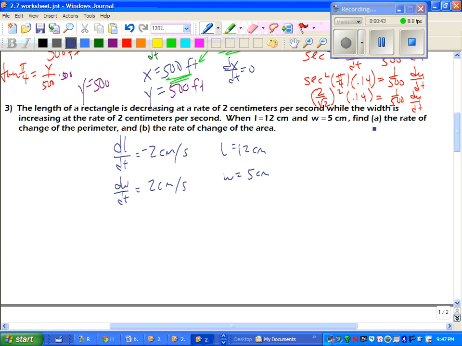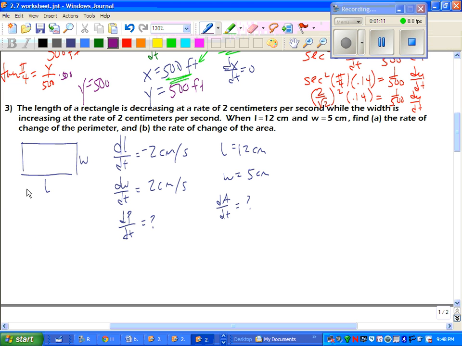We have a two-parter here. We want to find the rate of change of the perimeter, dP/dt, for part A. And then for part B, we want to find the rate of change of the area. So let's look at this. We've got a rectangle. This is our length, and this is our width.